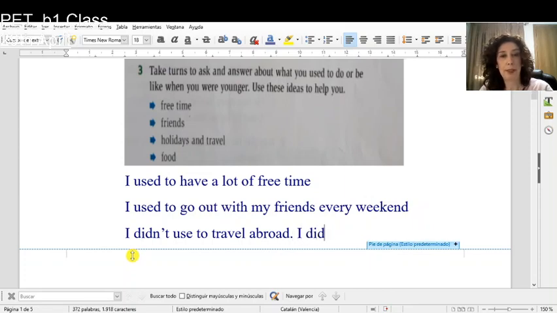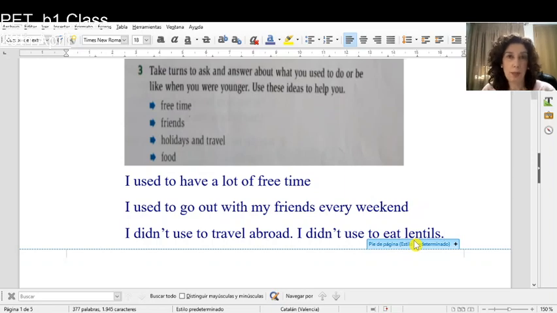I didn't used to eat lentils. No solía comer lentejas y ahora sí. Como ahora sí, puedo utilizar didn't used to eat lentils. Personally, you know that I don't like vegetables. No me gustan las verduras. Nunca en mi vida he comido verduras. Oh, I know, it's very bad for health, but I have to confess.